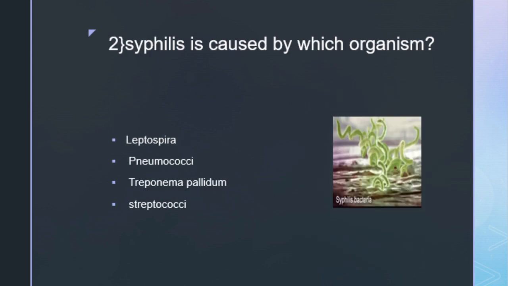Next question is, syphilis is caused by which organism? Just now I said that syphilis is a venereal disease and it is caused by Treponema pallidum. It is a delicate spiral organism also known as spirochetes. So option number three, Treponema pallidum, is the correct answer.